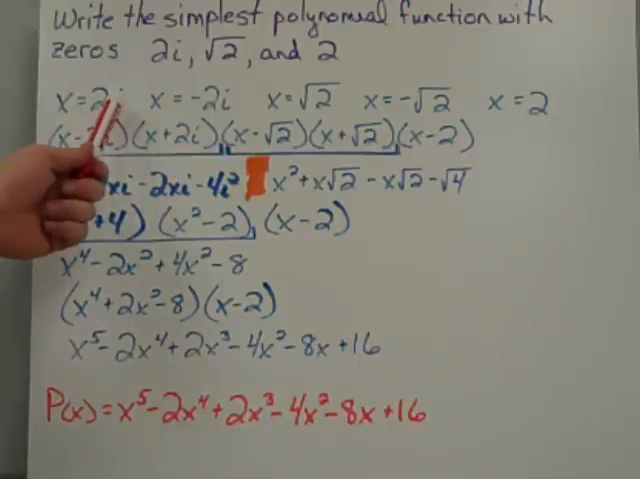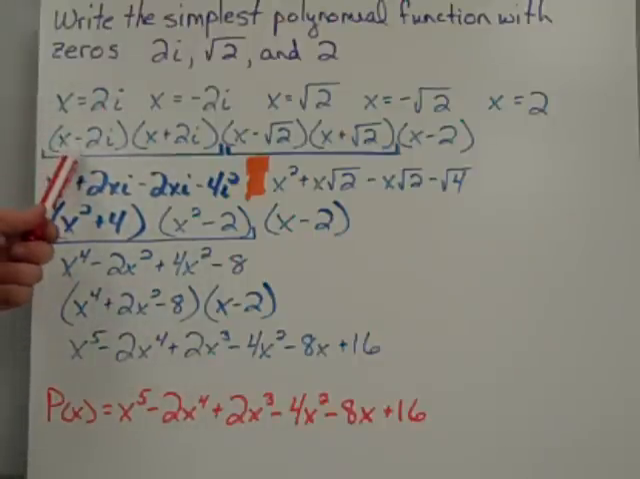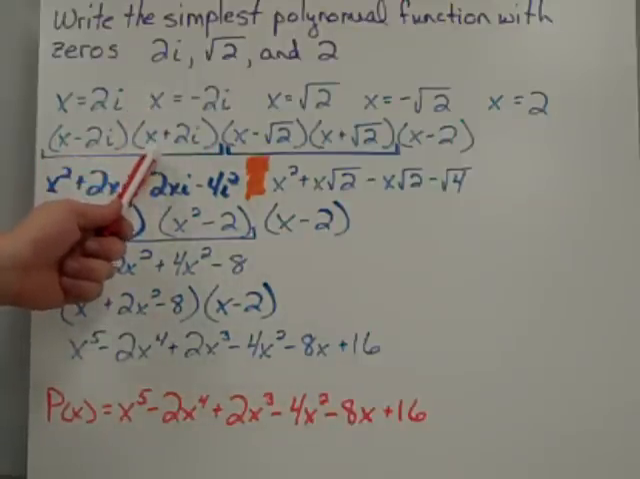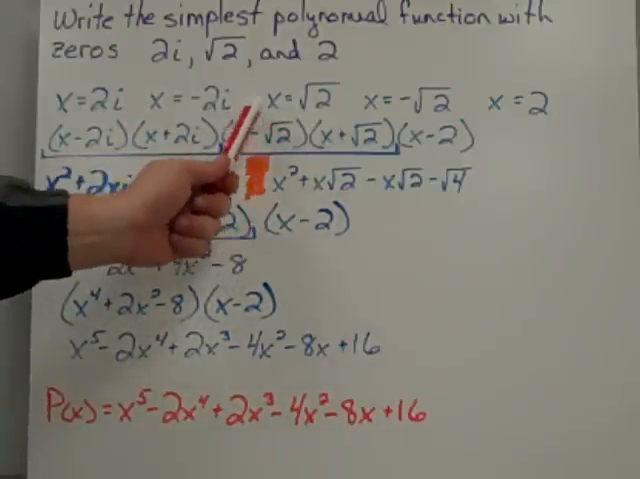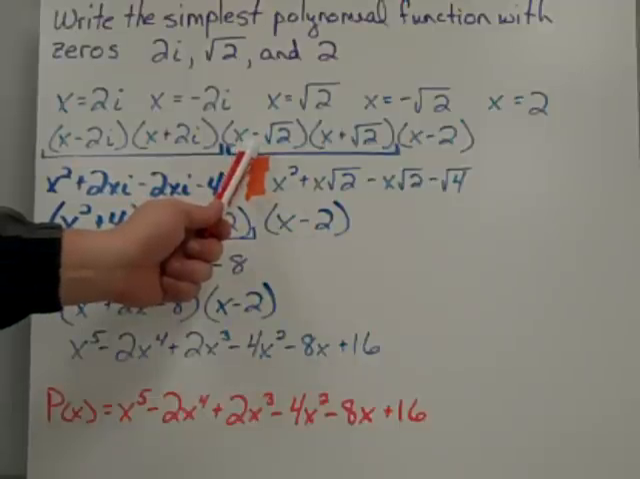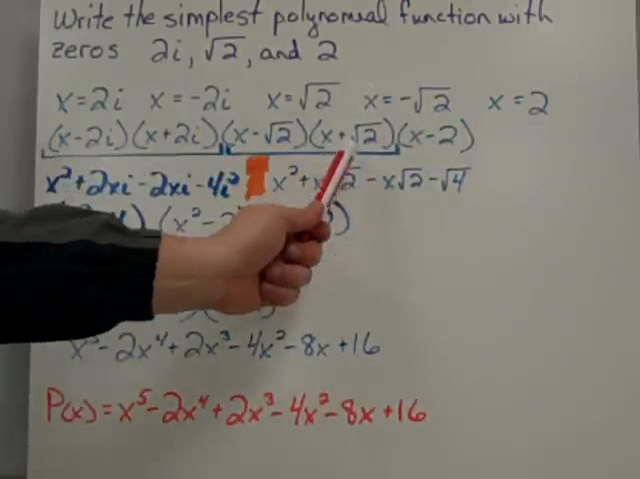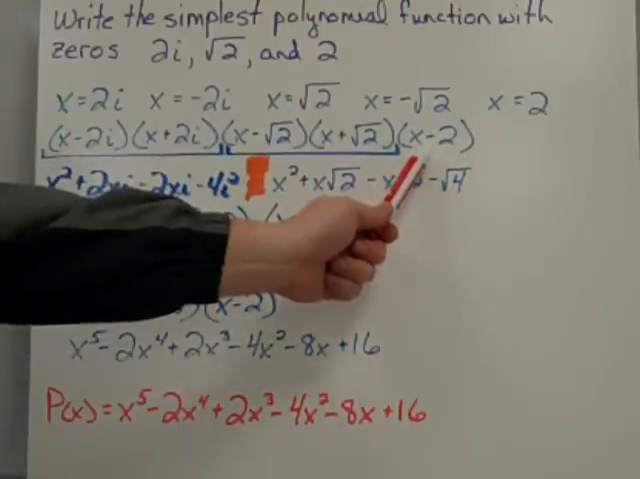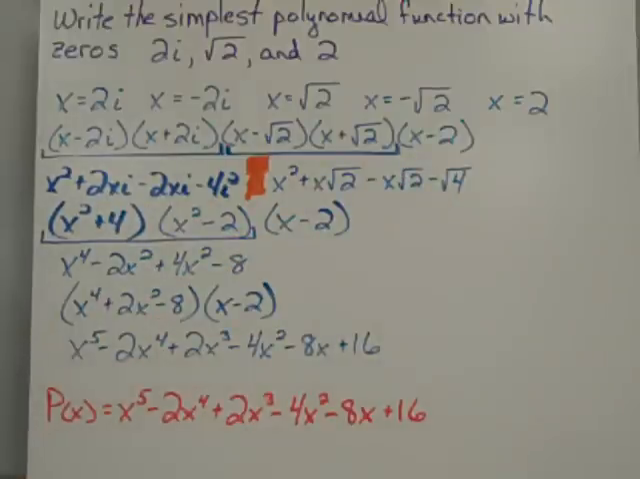Now, again, subtract the 2i over, so you have x minus 2i. Add the 2i over, so you have x plus 2i. And then of course subtract square root of 2 over, so you have x minus square root of 2. And add the square root of 2 over, so you have x plus the square root of 2. And then subtract 2 over, so you have x minus 2. Now, here's where you're going to have to do a little bit of work. All right, there's a lot of multiplying. You're going to have to keep it all in order.